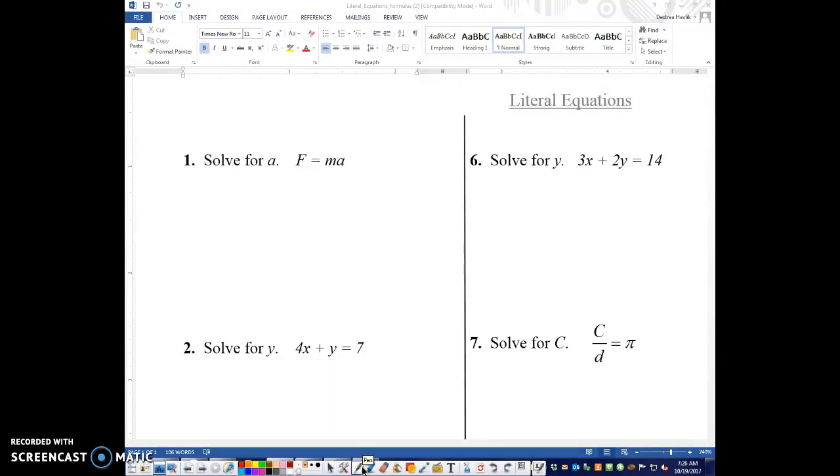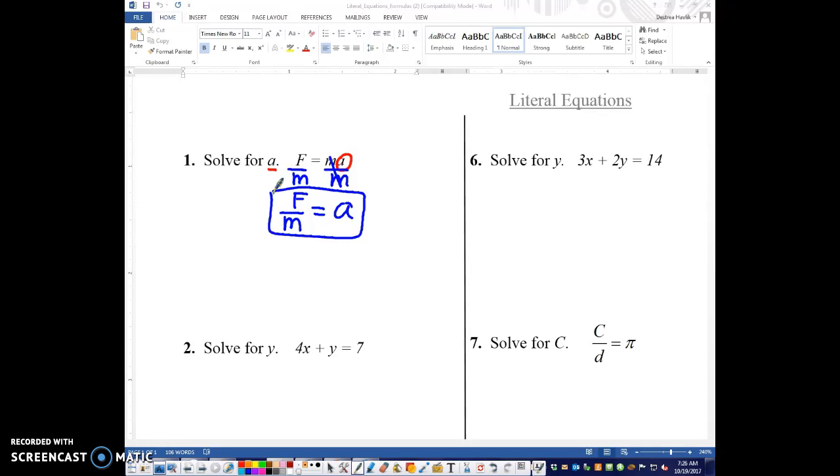Okay, so this one tells us we need to solve for A. When it tells you what to solve for, I want you to circle that thing. Okay, we want to solve for A. All right, so we need to get A by itself. What is M doing to A? It's multiplying, right? So how do we get rid of this M? Divide. So that cancels out. So A equals, what's F over M? That's it. It's just F over M. That's all you're doing. You're pretty much just moving things around by following the rules you already know.